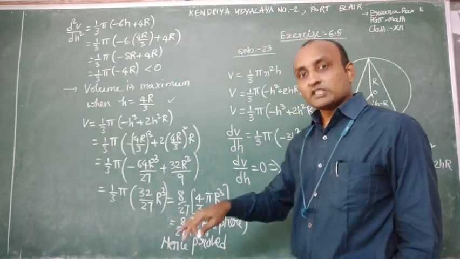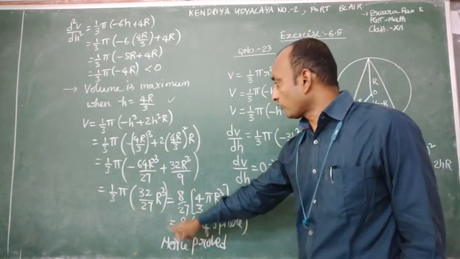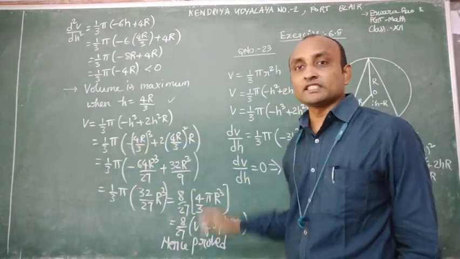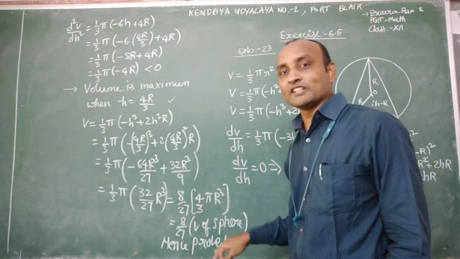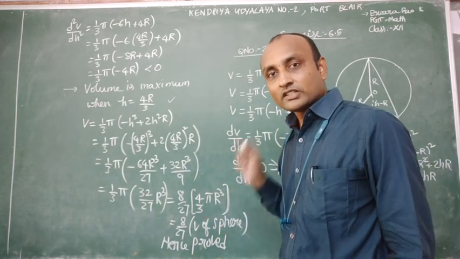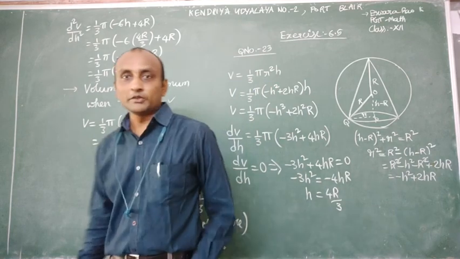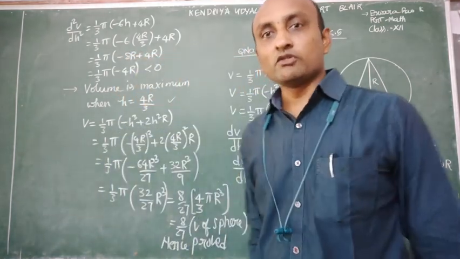According to that, in the textbook question, we have to prove that volume of the largest cone inscribed in the sphere is 8 by 27 times the volume of the sphere. Got it? Hope you got it. Understood? So, I will move on to the next question.